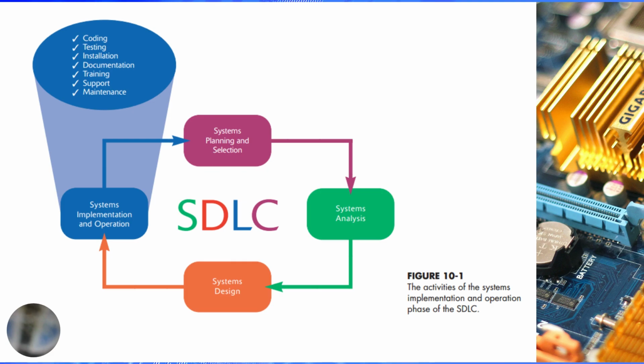During implementation and operation, physical design specifications must be turned into working computer code. Then the code is tested until most of the errors have been detected and corrected. The system is installed, user sites are prepared for the new system, and users must come to rely on the new system rather than the existing one to get their work done.